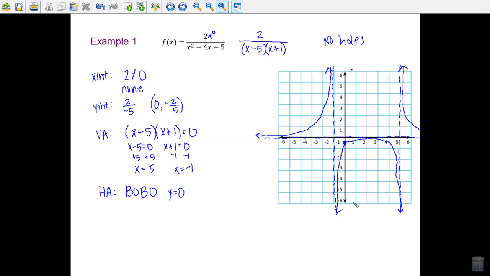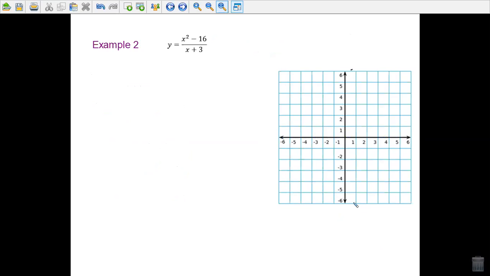All right, so 2 more examples. Our next one, the first thing we're going to do is factor. I got x squared minus 16 over x plus 3. Well, x squared minus 16, I can factor using difference of squares. So that's going to become x plus 4, x minus 4. And I can't do anything with x plus 3. That's as simple as it gets. Nothing cancels. So you can make note, there are no holes. We don't have to even worry about that one. We've only got 4 things to find now because there is no hole, and that was our 5th key feature.